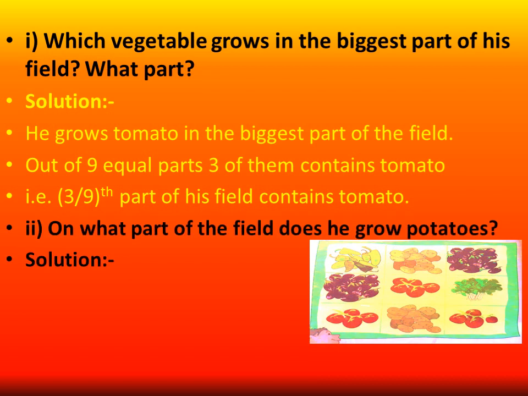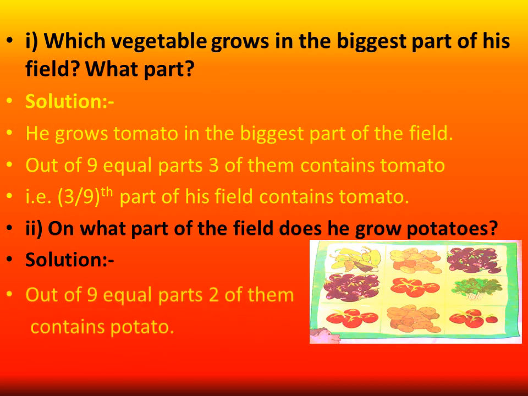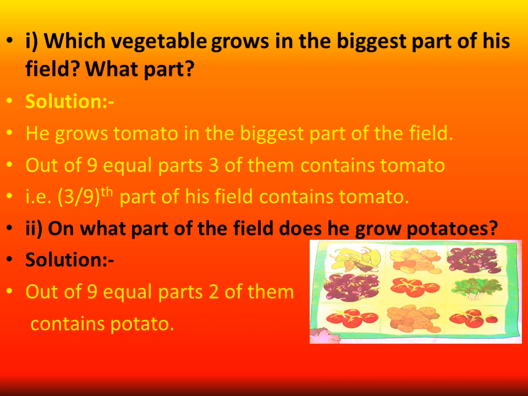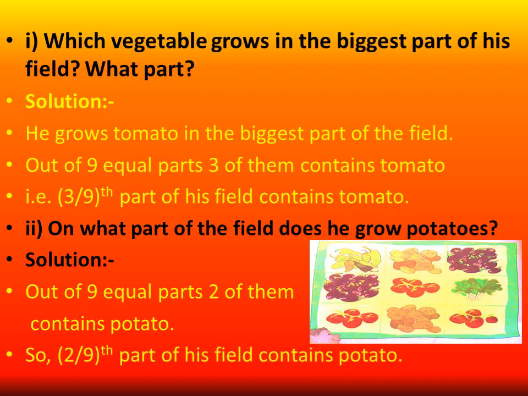The next one is, on what part of the field does he grow potatoes? Now potatoes, you see, only 2 fields. So what will be the fraction for it? 2 out of 9. So total 9 fields are there. Out of 9 fields, only on 2 fields he is growing potatoes. So 2 upon 9 will come. So out of 9 equal parts, 2 of them contain potatoes. So the fraction is 2 upon 9 part of his field contains potato.